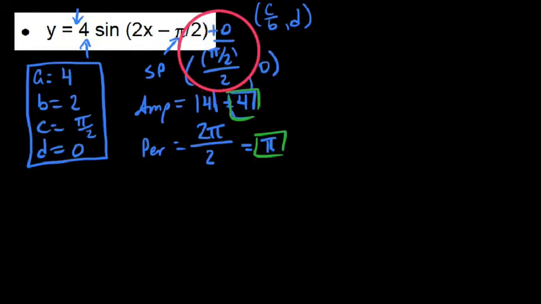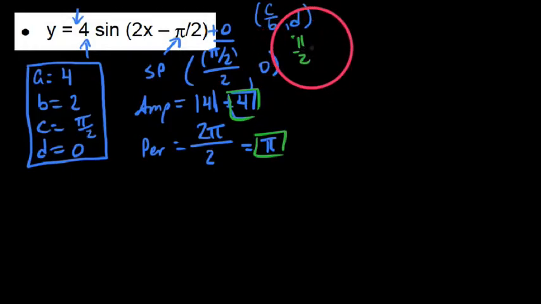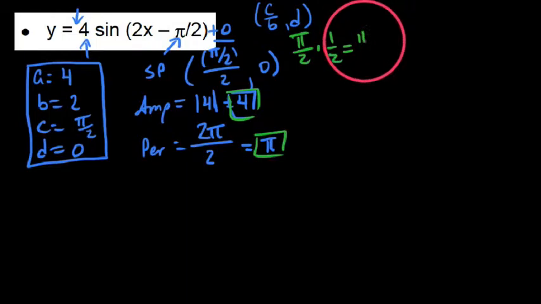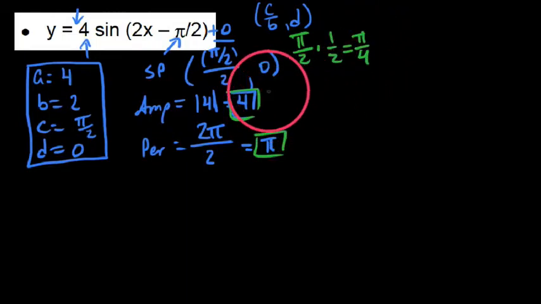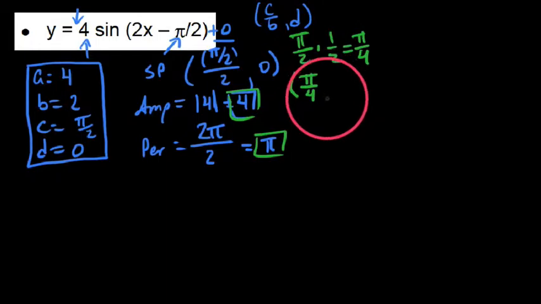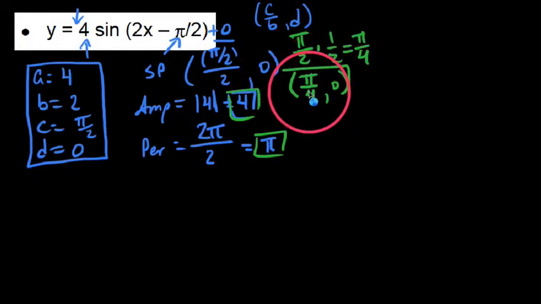So simplifying this, pi halves split in half, divide by 2, is the same as multiplying by the reciprocal, so multiply by a half here. We'd say pi fourths is going to be that starting value. And so the starting point, let's write this out here, is at the point positive pi fourths, it's going to be shifted right pi fourths, comma 0. We'll put a box around this.